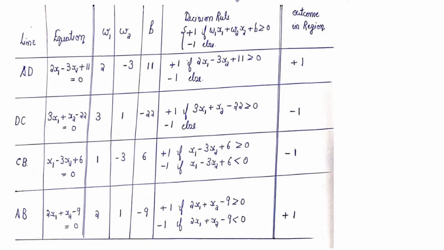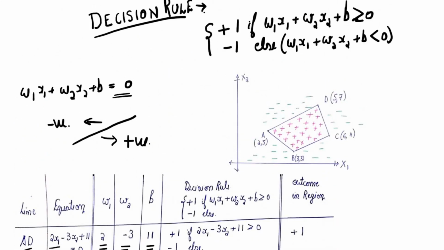Since we have now established a decision rule, we know that the equation of line is in the form of w1 x1 plus w2 x2 plus b. Let's go through each of the equations of line and try to see how the decision rule works. Let's see first the equation of line AD. This is the equation of line. I can see that the value of w1 is 2 and the value of w2 is -3 and the value of b is 11. Remember, we are using the equation in the form of w1 x1 plus w2 x2 plus b.